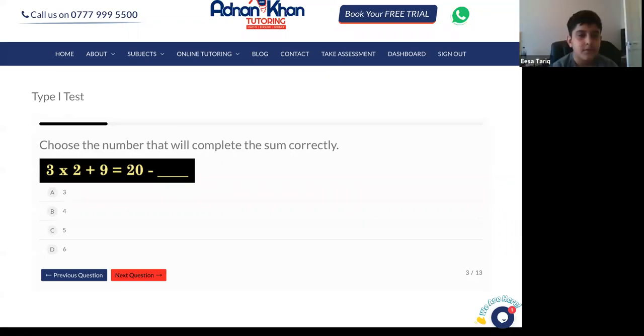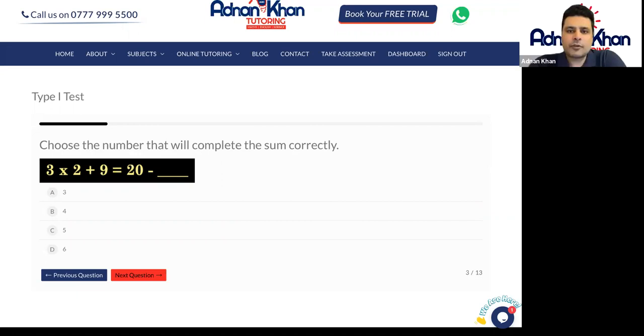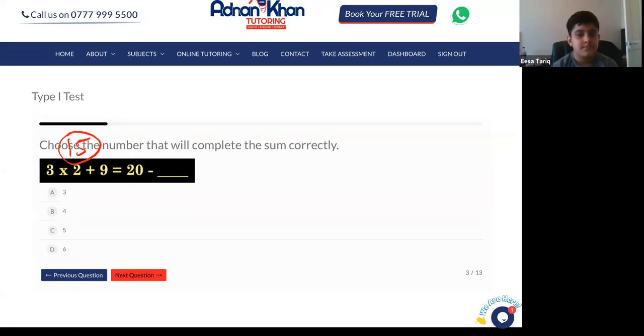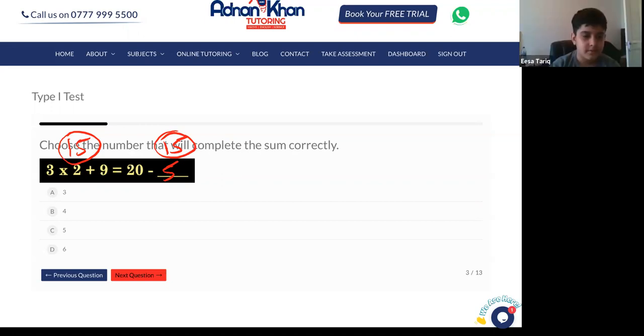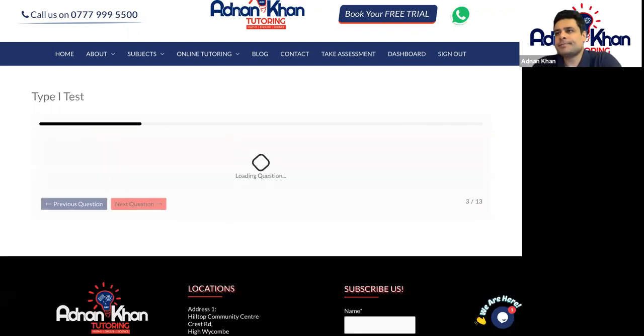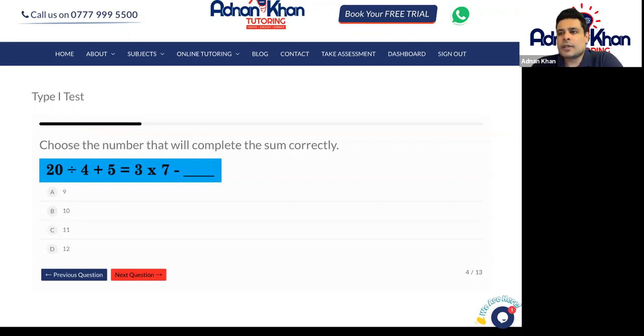3 times 2 plus 9 is 15, and then. Okay, so 3 times 2 is 6, and then 6 add 9 is 15. So let's put 15 on this side. Well done. And 20 take away what number will also give us 15? 5. Okay, so 20 take away 5 will also give us 15. So the answer is going to be? 5. Well done. Good. Thank you, Isa. Okay, let's go on to the next one.